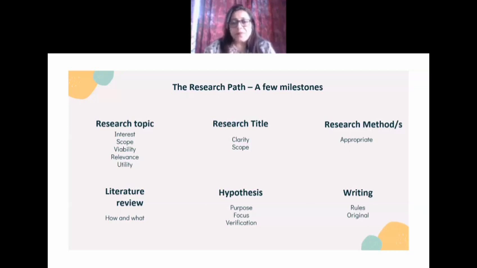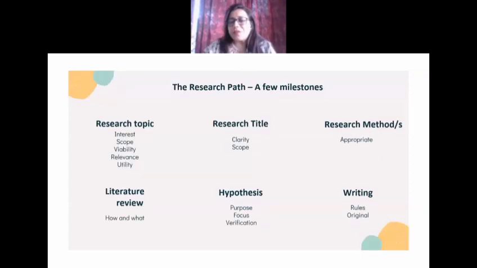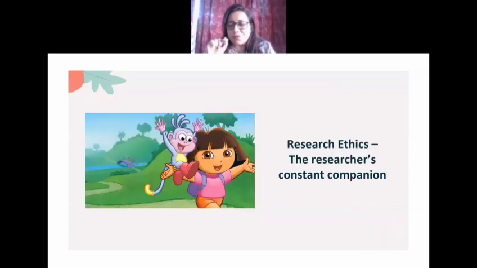But then the point is, while doing all this, these are all different milestones. We are not going to explore each one now. We are focusing on how to help Dora pass through all of these milestones in a very effective manner. So to pass through these milestones very effectively, Dora must have with her a constant companion. And this constant companion is called research ethics.